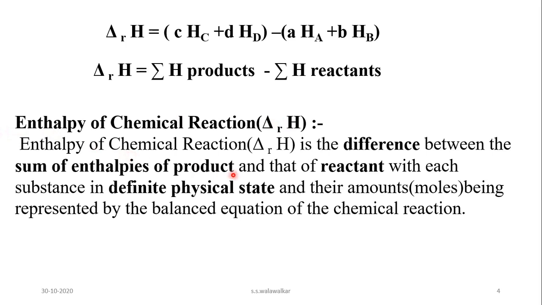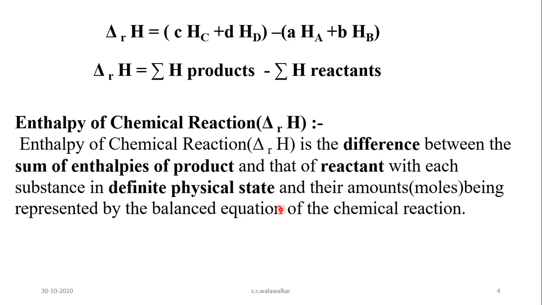So enthalpy of chemical reaction is the difference between the sum of enthalpies of products and that of the enthalpies of reactants, with each substance in a definite physical state, like gaseous state, liquid state, solid state, and their amounts, that means number of moles, being represented by the balanced equation of the chemical reaction. That is called the enthalpy of chemical reaction.